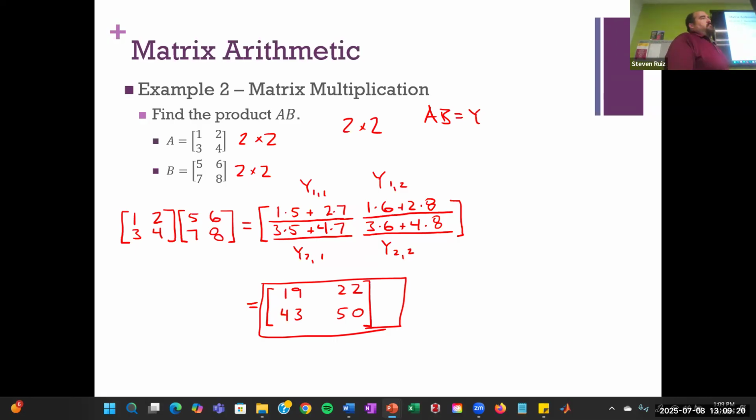Questions on how this works? Maybe 13 or 14 more and then I'll call you experts. Here we go.